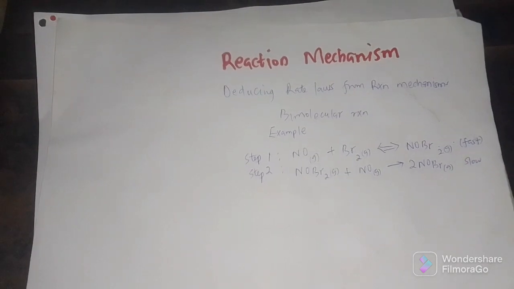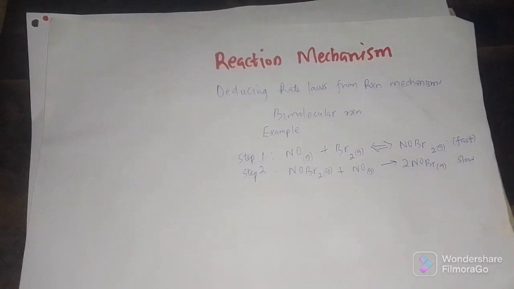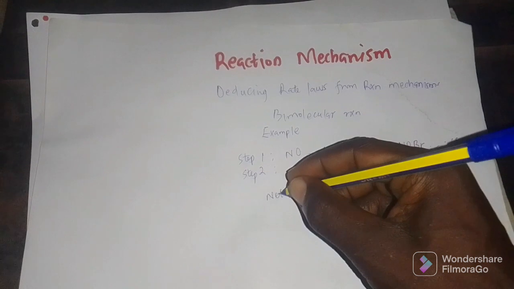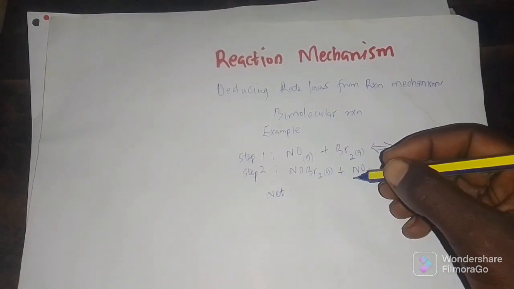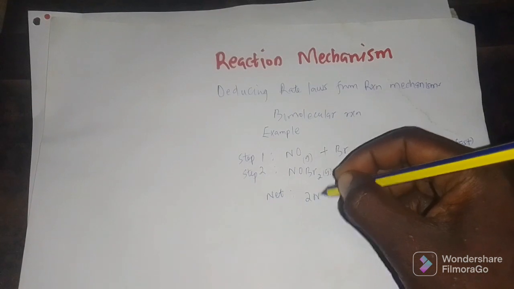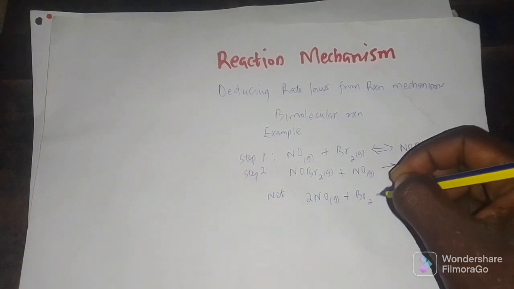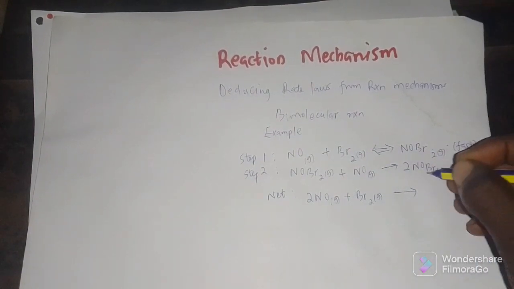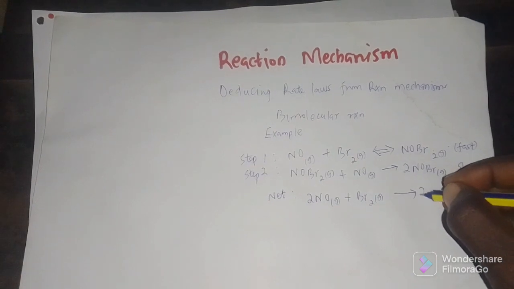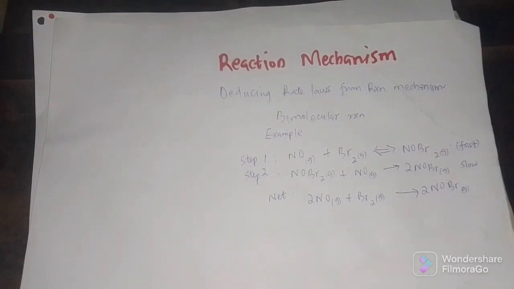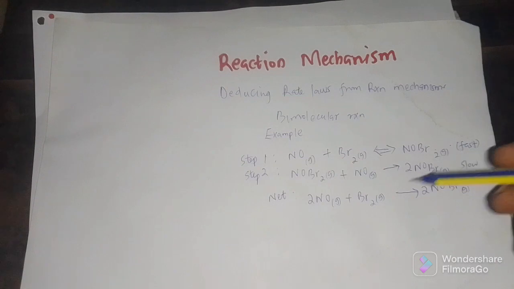Now, from this reaction, before we deduce the rate law, the first thing that we are going to do is to write the net equation for this reaction. The net equation will be nitrogen 2 oxide plus bromine gas. Those two react to give this product. We don't include the intermediate in the net equation.